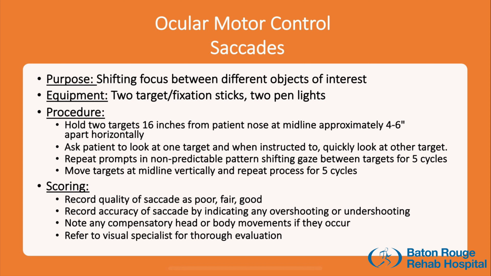If your patient with a brain injury has difficulty following instructions, consider using 2 pen lights as targets, turning on one light at a time while providing verbal cues to switch gaze and observe for the saccadic eye movement. You will observe the quality of the eye movement and record it as either poor, fair, or good, and note the accuracy of the saccades by indicating if any overshooting or undershooting occurred, and if so, did it occur to one side specifically, or did it occur to both? Also make comments on any compensatory head or body movements needed to locate the target.